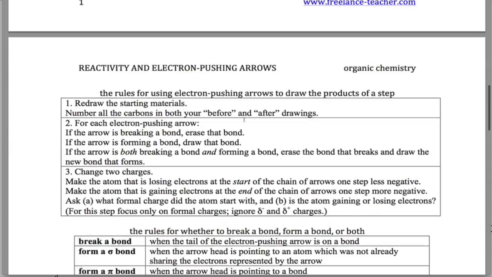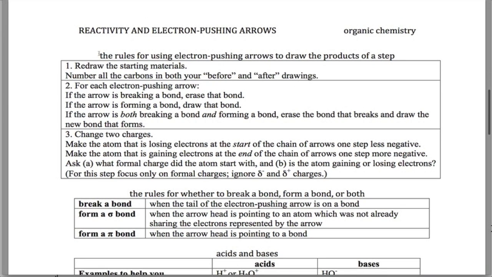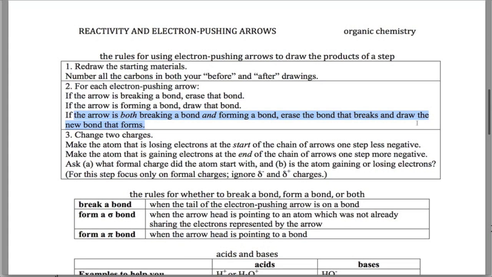Do you see at the top of page 2 is what we've been talking about, right? The rules for using electron-pushing arrows to draw the products of a step. Is that in your printout? Okay, that's good. So we've just summarized those rules. Every electron-pushing arrow, if the arrow is breaking a bond, you erase the bond. If it's forming a bond, you draw that bond. And if it's both breaking and forming a bond, you erase the bond that breaks and draw the bond that forms. Pretty obvious.